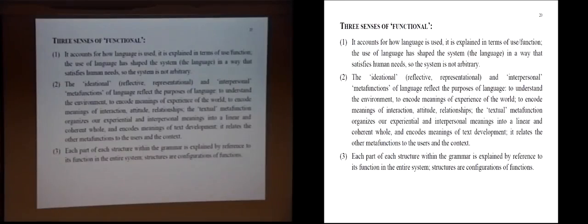And the ideational, reflective, representational, and interpersonal functions reflect the purposes of language. So the ideational thing is understanding the world, the real world. So how do we understand the real world? So when I say this floor is hard, there's ideational meaning where I'm trying to say something about the world. That's our encoding of the meanings of our experience of the world. We experience something and then we break it down into chunks and then we talk about it.